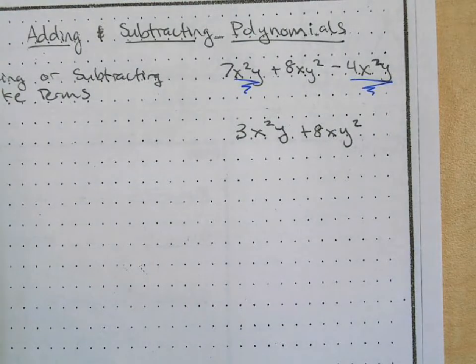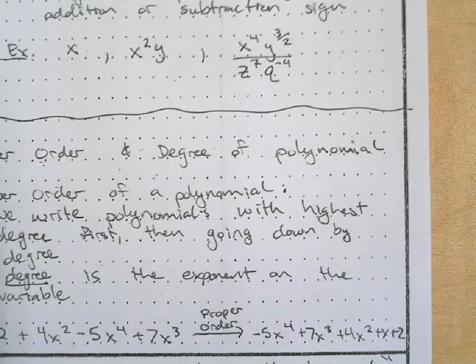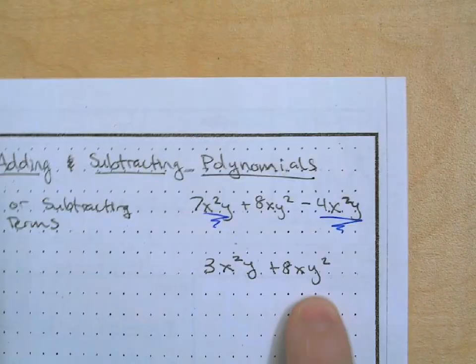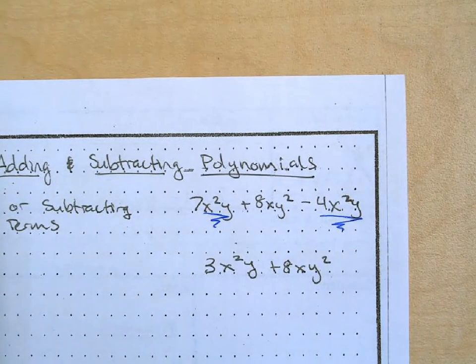And that's how we'll be able to identify polynomials through their degree, and how we'll be able to add and subtract like terms. It's just that our like terms are starting to get a little bit crazier.